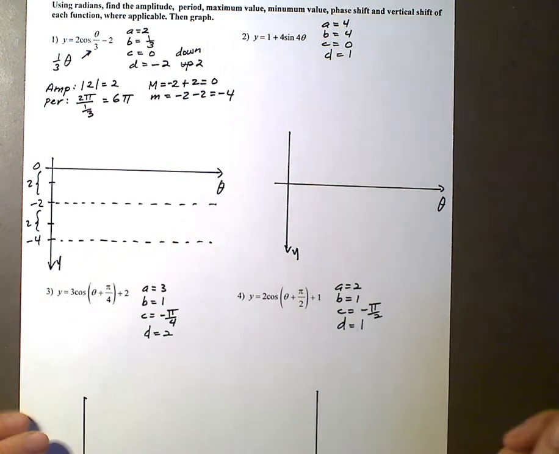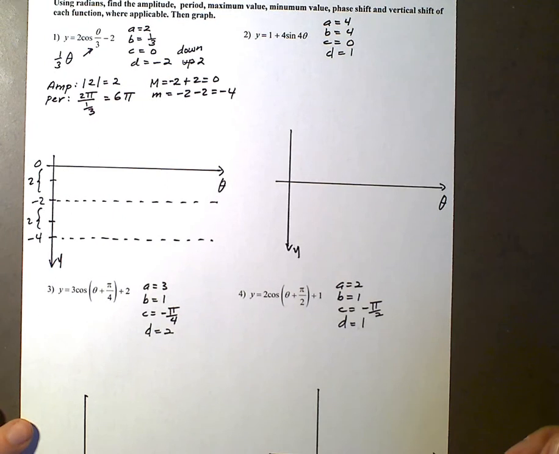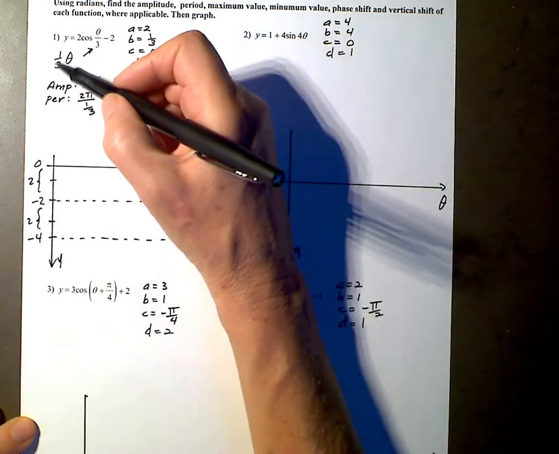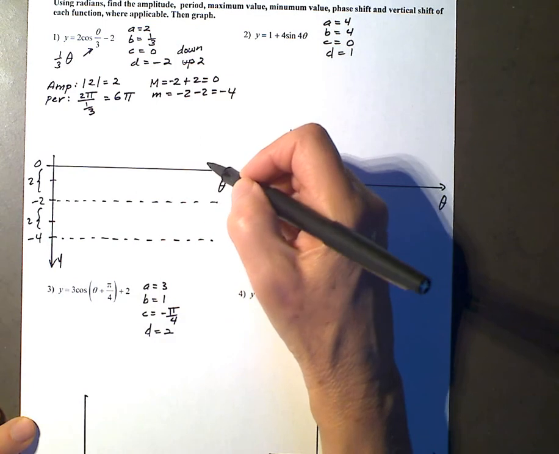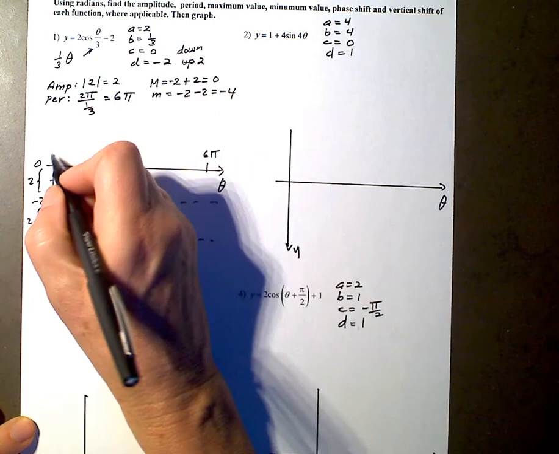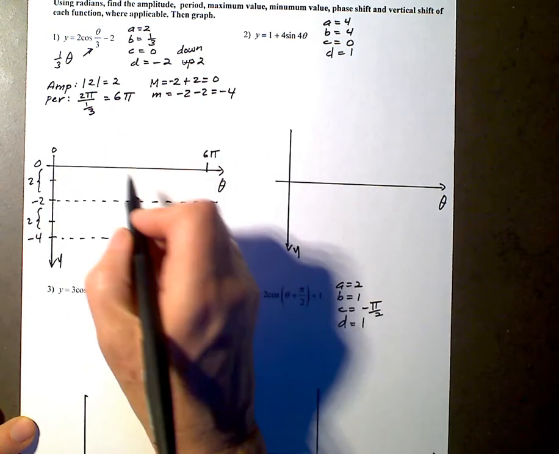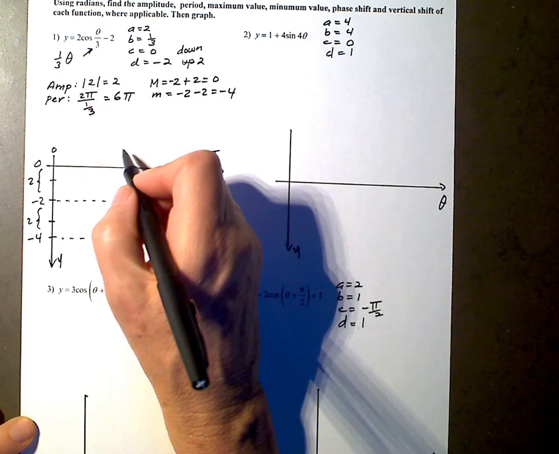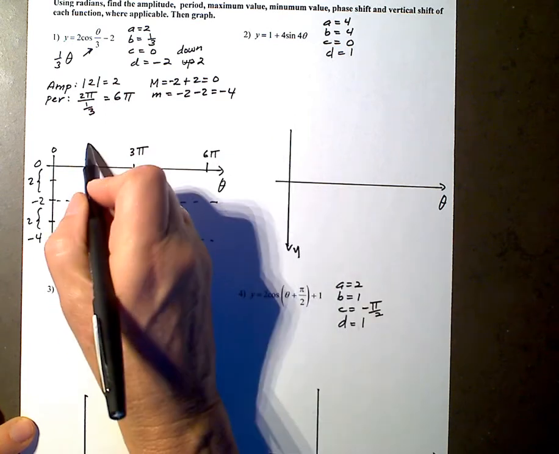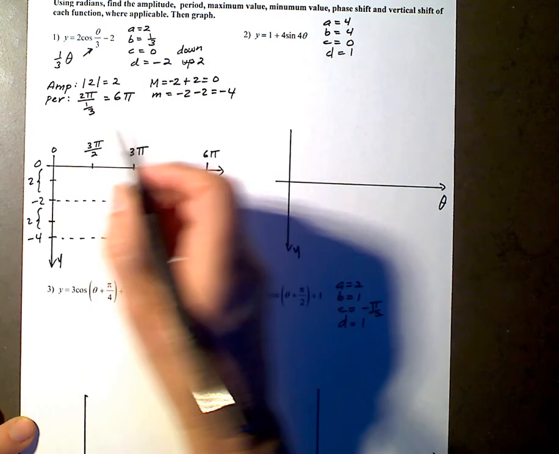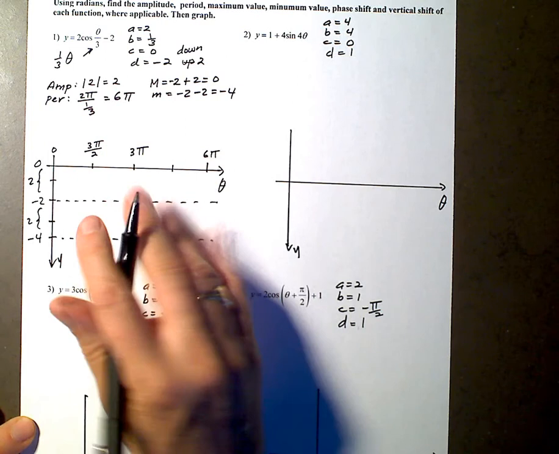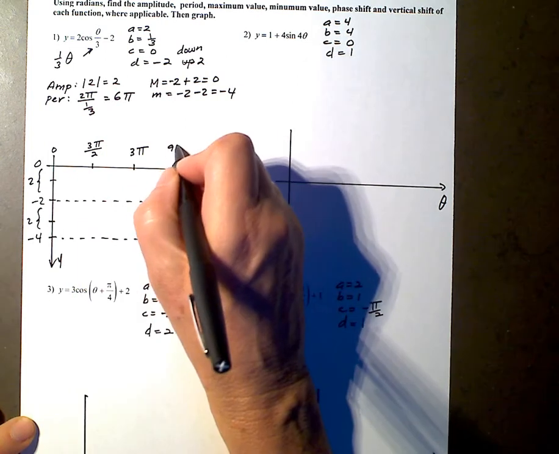My period is 6 pi, so this is a really slow function. It takes 6 pi to roll the whole thing out. So I'm just going to scale the x-axis, which is up here. This is 6 pi. Here's my 0. I'm going to divide it into 4 even parts. Half of 6 pi is 3 pi, and half of that is 3 pi over 2, 1.5 pi. And halfway between 3 pi and 6 pi would be 4.5 pi, or 9/2 pi.